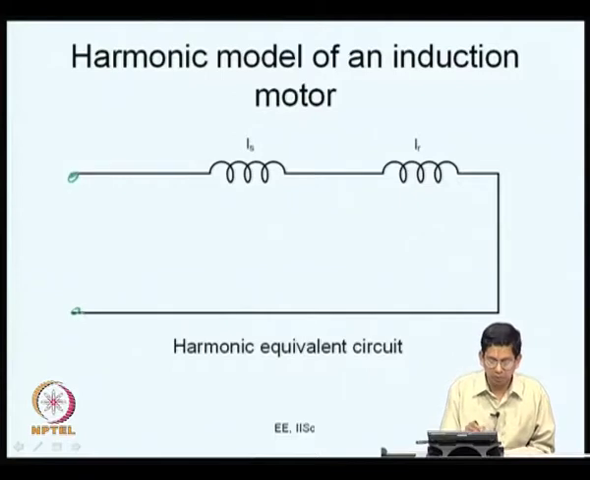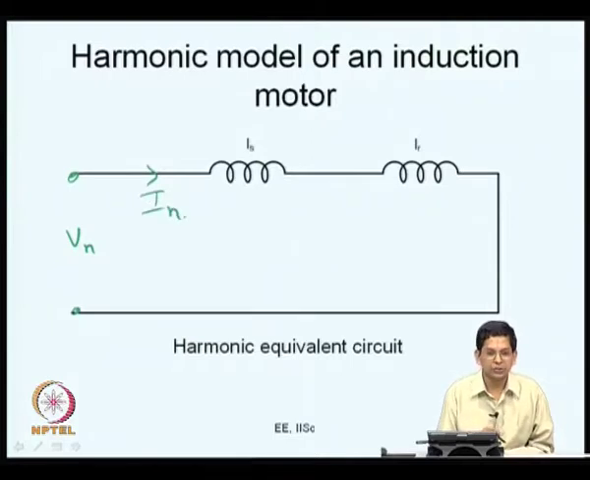If you apply a certain harmonic voltage, then the harmonic voltage sees the motor as such an equivalent circuit, which is simply its total leakage inductance. So, if you apply this nth harmonic, you can calculate the nth harmonic current using this now. These are the models for the fundamental and the harmonic components for an induction motor.